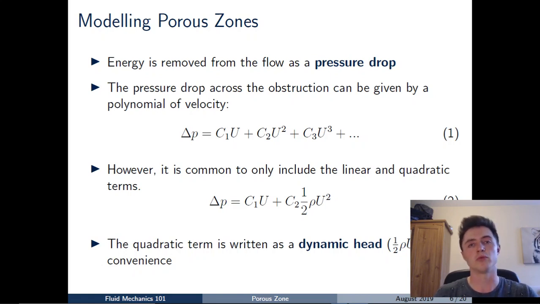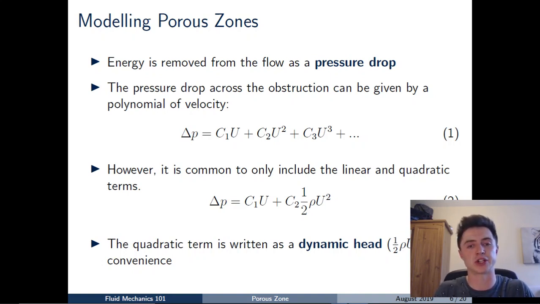Now, in general, we don't know exactly what the pressure drop will be. However, experimental measurements tell us that the faster the flow velocity going through the obstruction, the greater the pressure drop. And based on that physical reasoning, we can come up with equation 1, which says that the pressure drop across that obstruction is going to be some polynomial function of velocity. Now, we could choose any function we wanted, but it's commonplace to choose a polynomial function of velocity. So as velocity increases, the pressure drop across that porous zone increases.